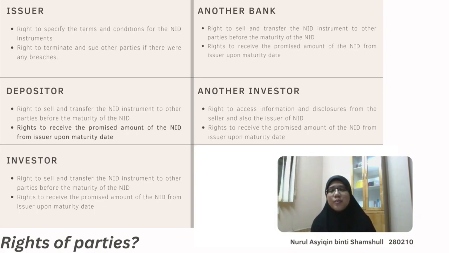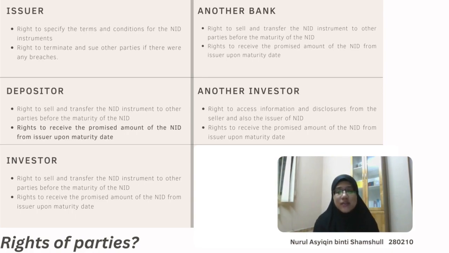The second right of the depositor is the right to receive the promised amount of NID from the issuer upon the maturity date. Upon maturity of the NID instrument, the depositor has the right to receive the principal plus the interest decided by the issuer. The depositor can sue the issuer if the promised amount from the NID was not received upon maturity based on the terms and conditions of the NID instrument.